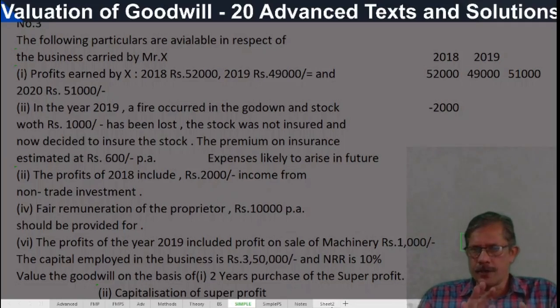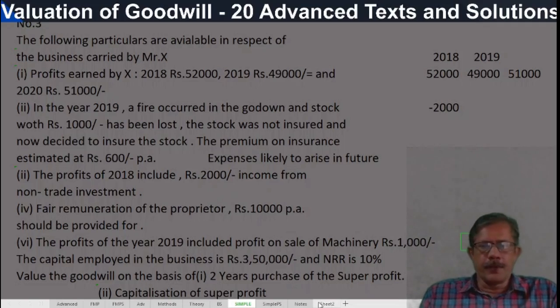If it is an extraordinary loss, that should be added back. If it is an extraordinary gain, that should be deducted. So profit on sale of machinery in the year 2019 is a non-operating or extraordinary profit. So that should be deducted from 2019 profit. That is an adjusted item.